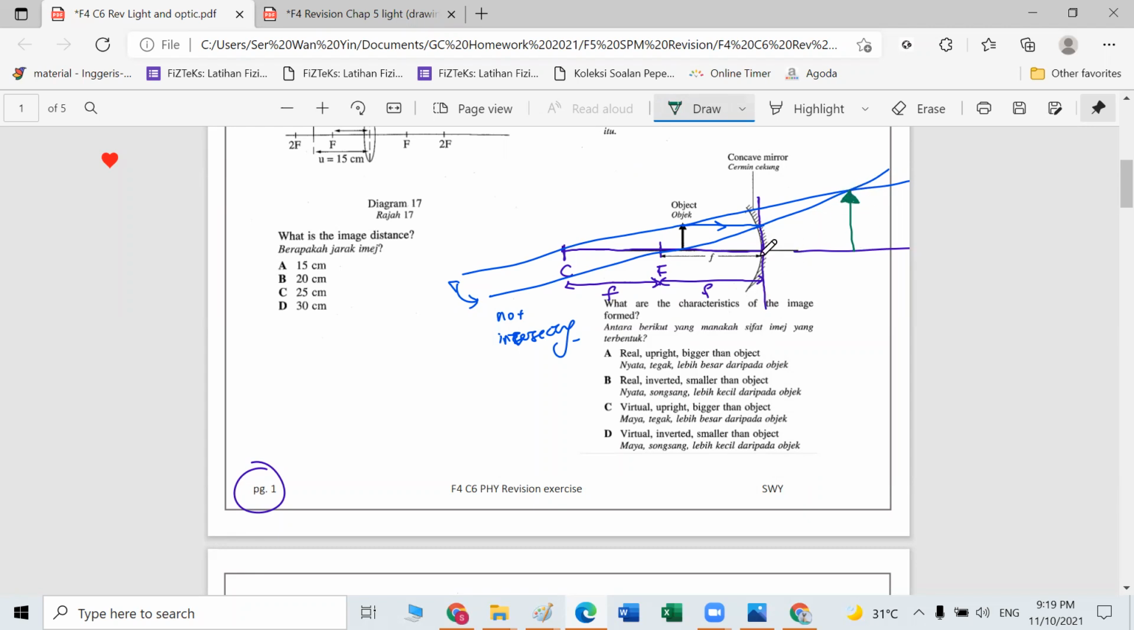Okay, so now this is upright because same direction means upright. We inverted wrong already. Then you can see it's magnified, bigger, smaller wrong already. And real or virtual?